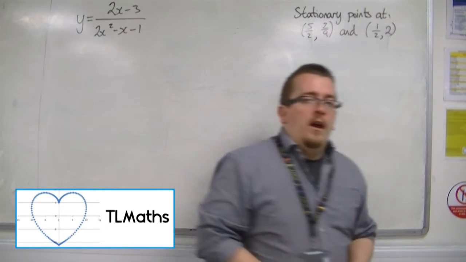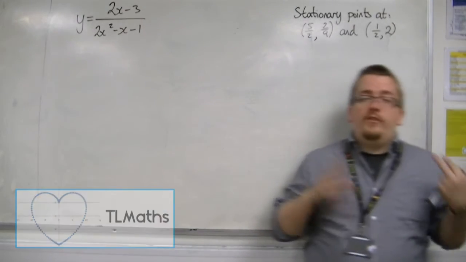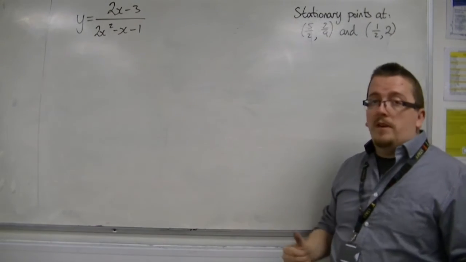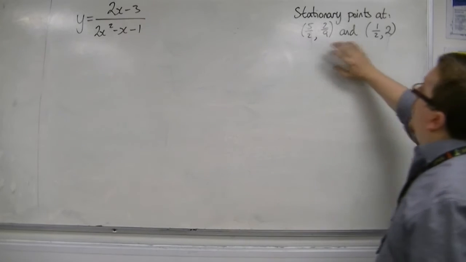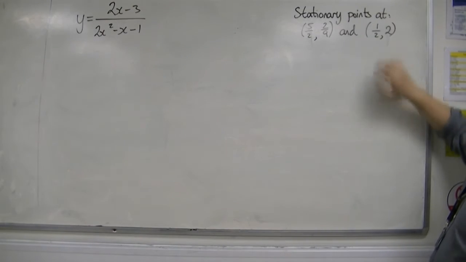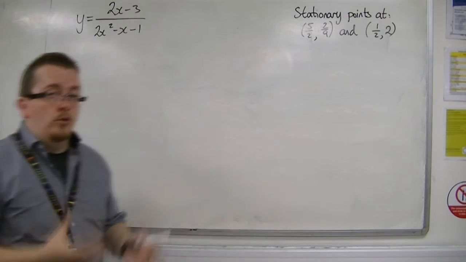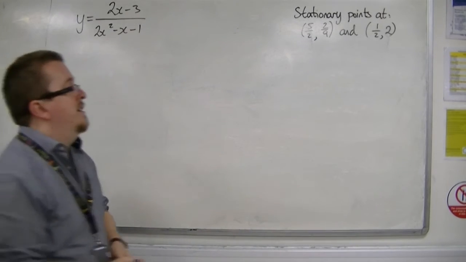Okay, so in the previous video we found the stationary points of y is equal to (2x minus 3) over (2x squared minus x minus 1). They appear to be (5/2, 2/9) and (1/2, 2). So hopefully this bit of information will help us when sketching our curve.